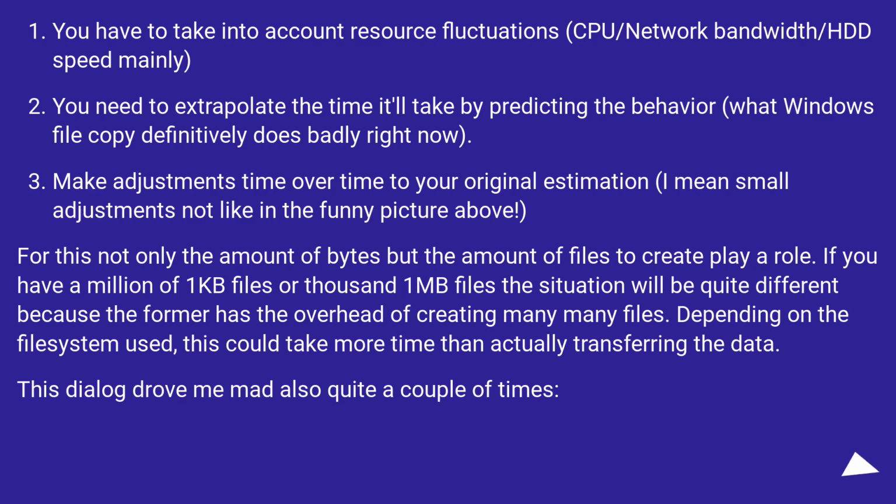You have to take into account resource fluctuations, CPU, network bandwidth, and HDD speed mainly. You need to extrapolate the time it'll take by predicting the behavior, which Windows file copy definitively does badly right now. Make adjustments over time to your original estimation, I mean small adjustments, not like in the funny picture above.